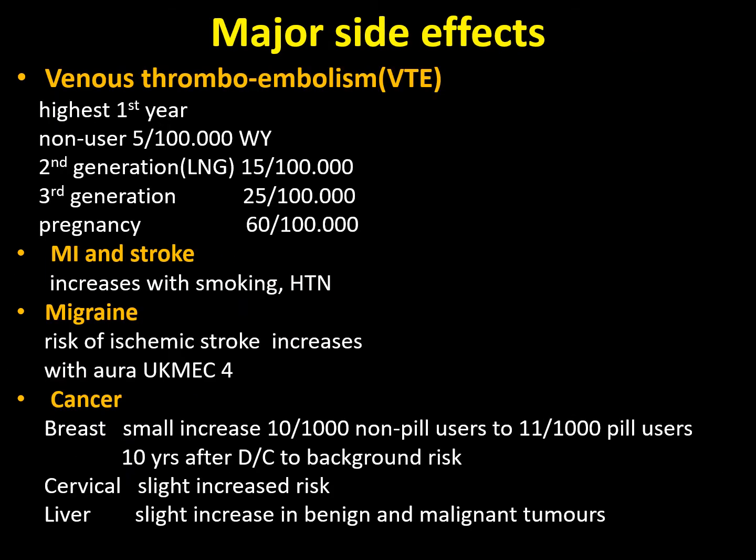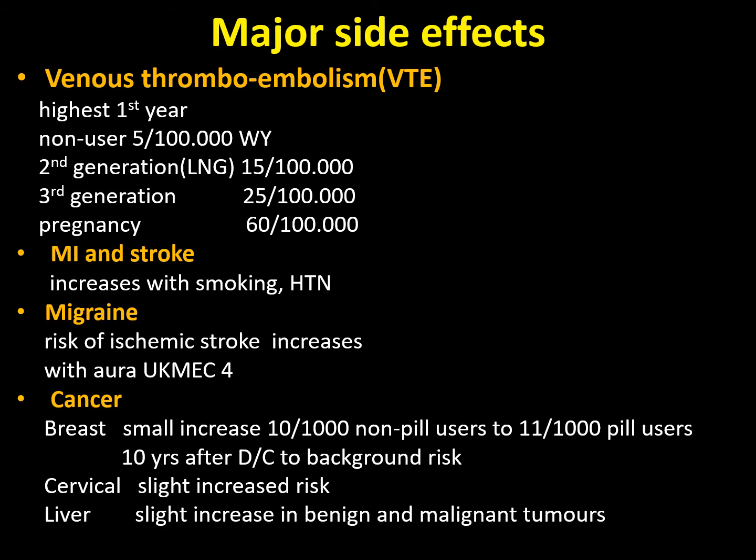Major side effects include venous thromboembolism. The highest risk for thrombosis will be in the first year of using combined hormonal contraception. Just to tell you that the incidence of thrombosis in non-pill users is 5 per 100,000 women-years. For women using second generation combined pills, the risk is 15 per 100,000, third generation 25 per 100,000, while pregnant women have a 60 per 100,000 risk of thrombosis.